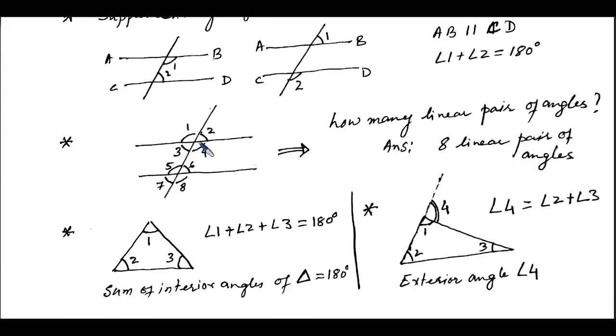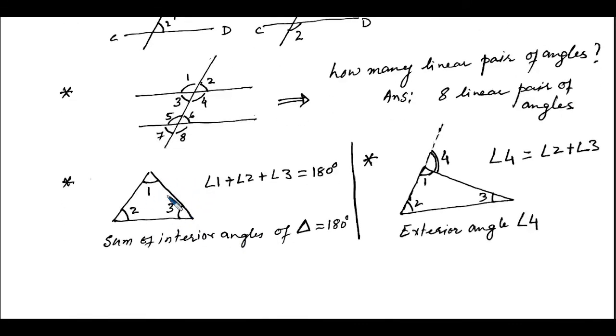1 plus 3 is 180. 1 plus 2 is 180. 2 plus 4 is 180. 3 plus 4 is 180. 5 plus 6 is 180. 6 plus 8 is 180. 8 plus 7 is 180. So that way you will have 8 linear pairs of angles.